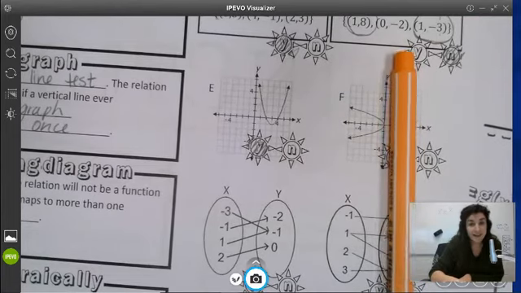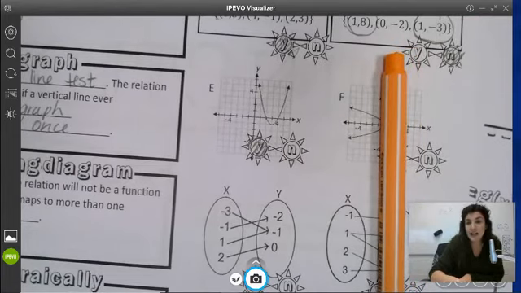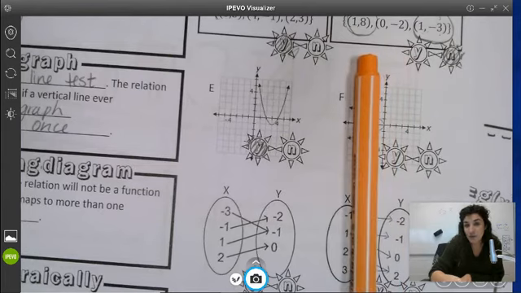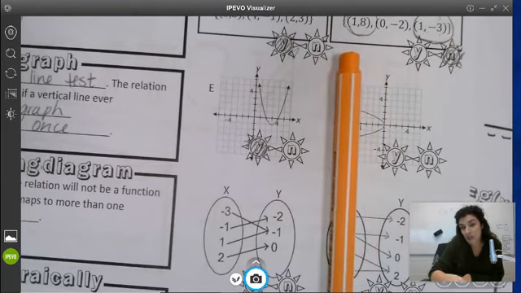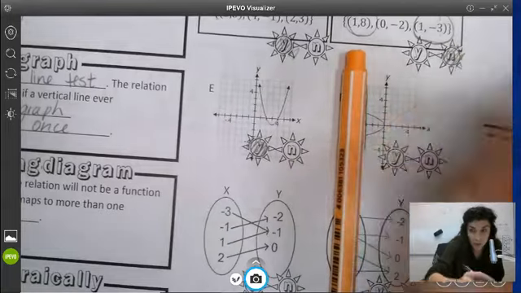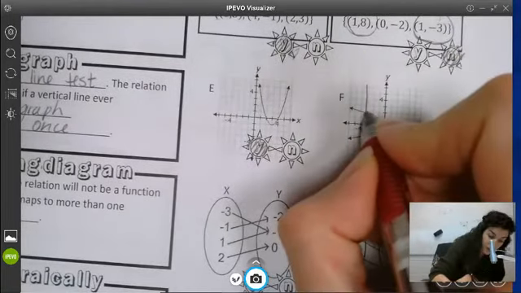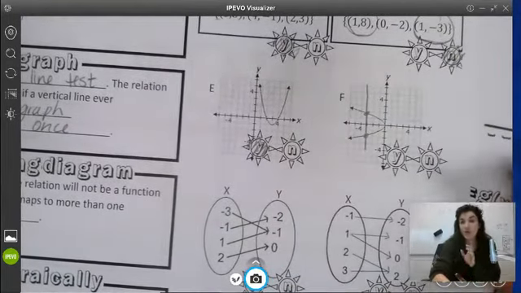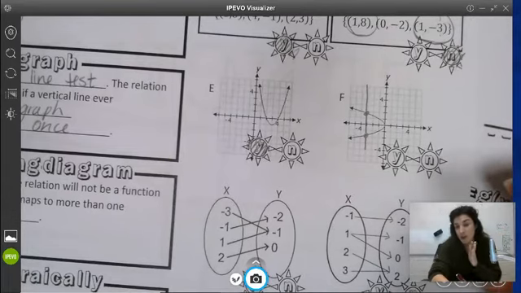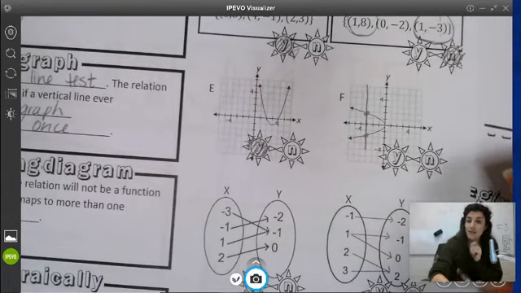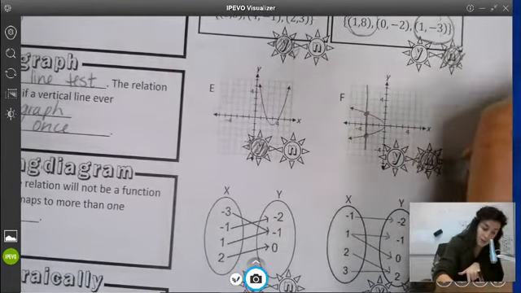And the inverse of a parabola is not a function. Because as you're sliding this pen from left to right, you can see that this straight line touches in more than one spot. It touches here, and it touches here. So touching in more than one spot at any point in the graph means it is not a function.